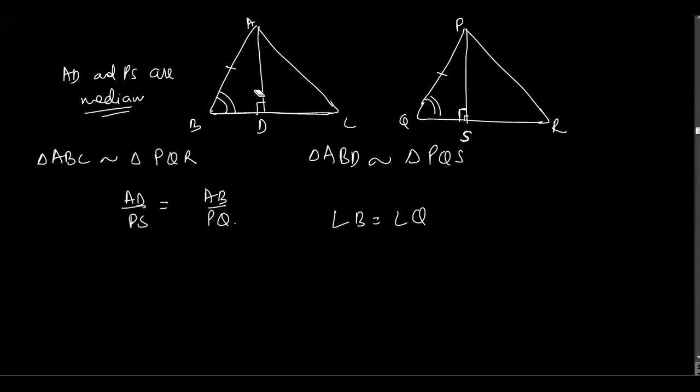Means if I am considering AD and PS as medians, then also the smaller triangle will be similar to the bigger triangle. Otherwise, if we are considering this one as altitude, then these two triangles are similar.